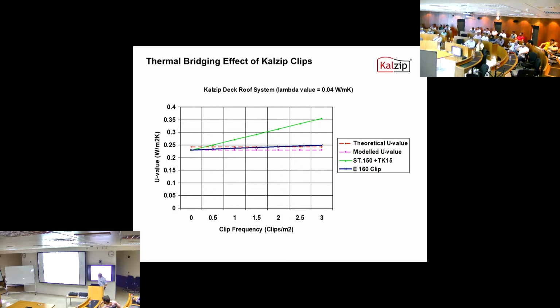Again, this is a little graph to show the effect of the Calzip clips and the thermal bridging. So you've got the theoretical, the modelled U value is a dotted red line.